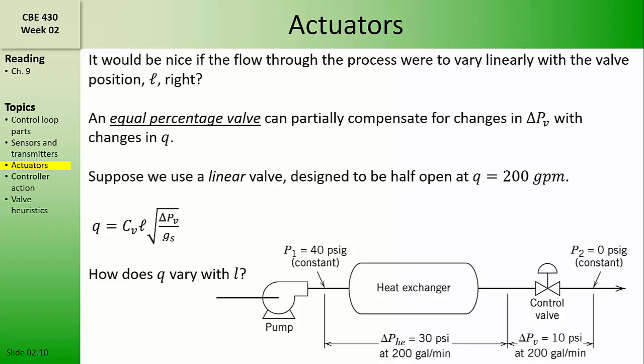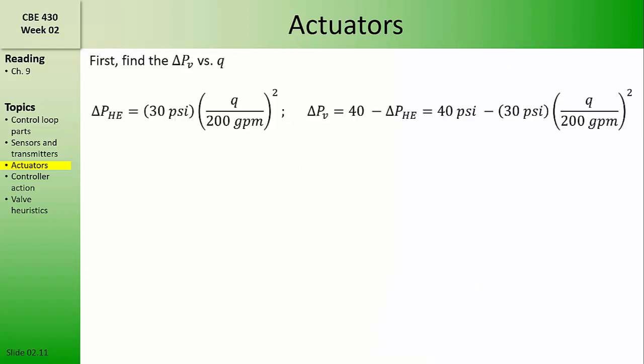Now we can ask the question, how does the flow rate vary with the lift? We'll assume that the fluid has a specific gravity of 1. To find out how the flow rate varies with the lift, we first have to find the delta P across the valve as a function of the flow rate.